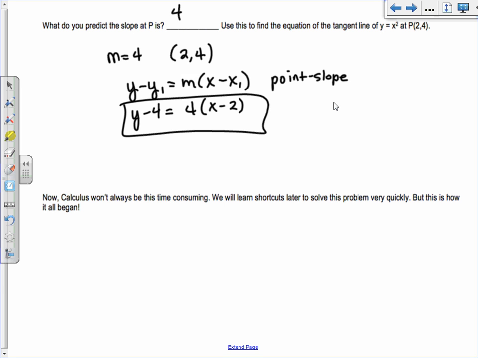It says calculus isn't always going to be this time consuming. You're not going to have to find the slope at a particular point by doing all these approximations. This is the background information that's leading up to what we're going to talk about in chapter 1.